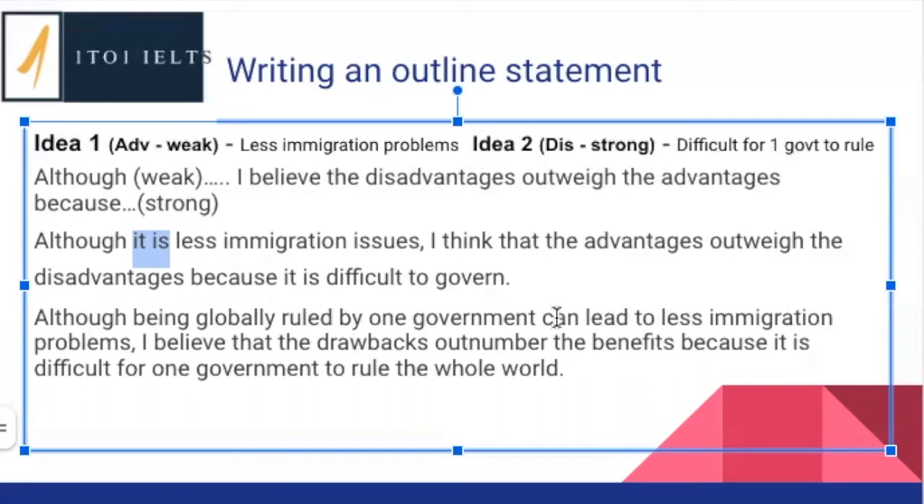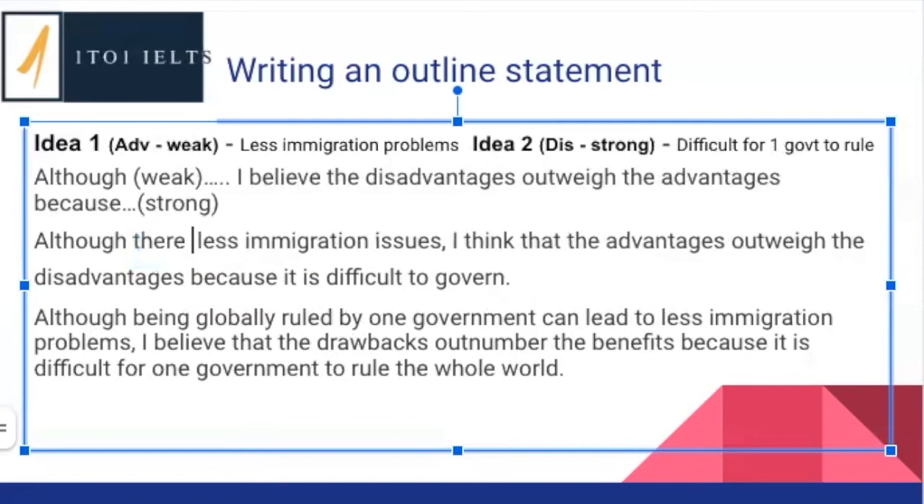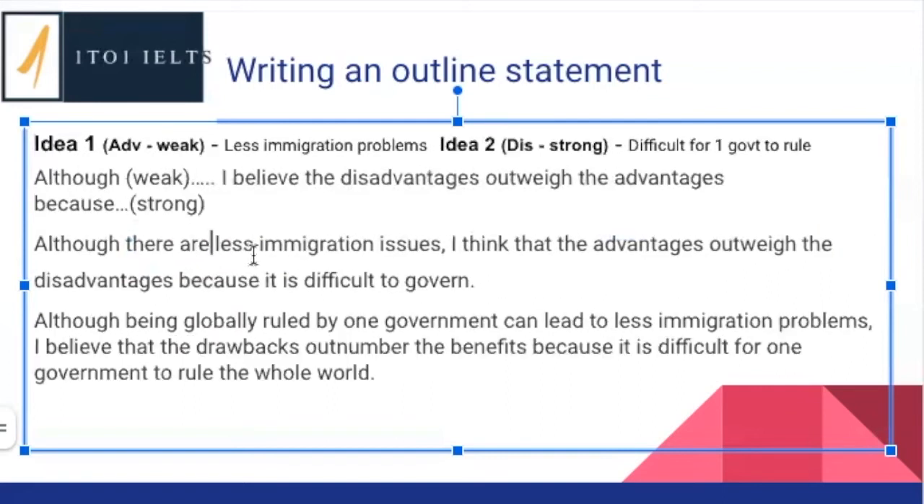So Mona, yeah, so there are. So if we're going to use something like this, although there are less immigration issues, definitely we could have that having one government. But let's just make this make grammatical sense and we'll go into this in a bit more detail. Although there are less immigration issues, I think the advantage that way, this part is good because it is difficult to govern. Again, I have no idea what we're talking about here with it. What does it refer to?